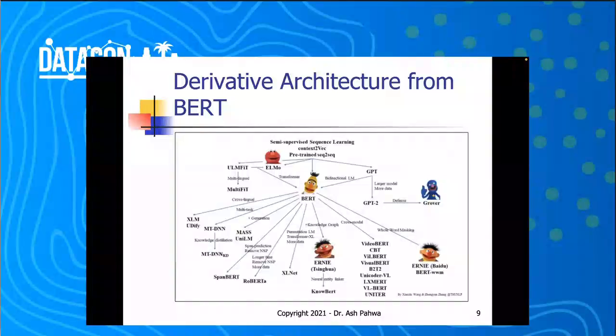After BERT, of course, there are a lot of different derivatives. On the GPT side, they came up with Grover.